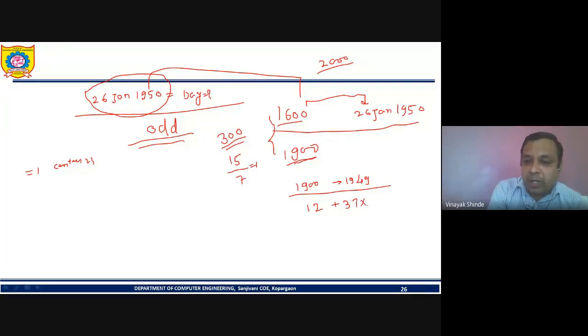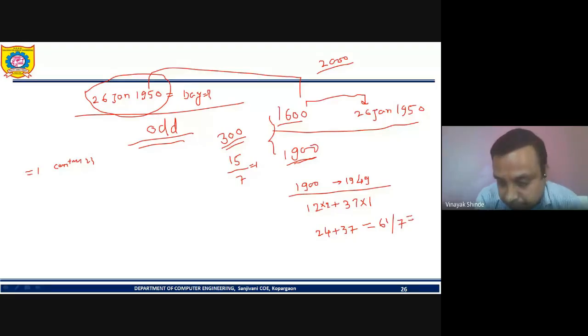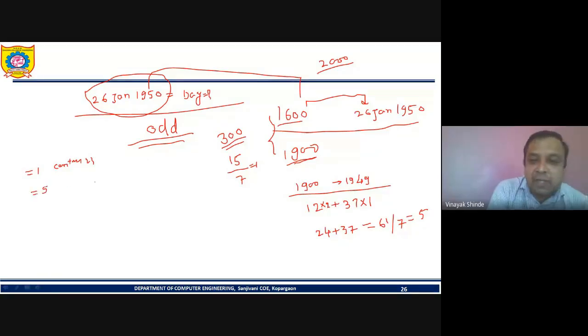For an ordinary year, there is 1 odd day, so 37. And for a leap year, there are 2 odd days, so 24 plus 37, this is 61. Divided by 7, how many odd days will be there? 5. So these are the 5 odd days for the years from 1900 to 1949.